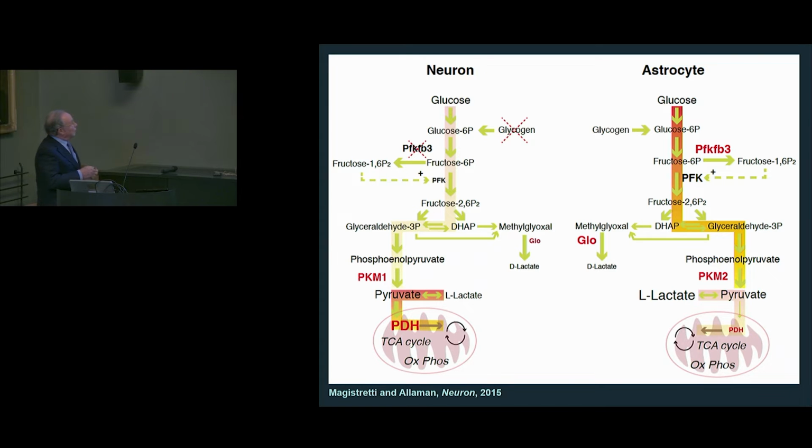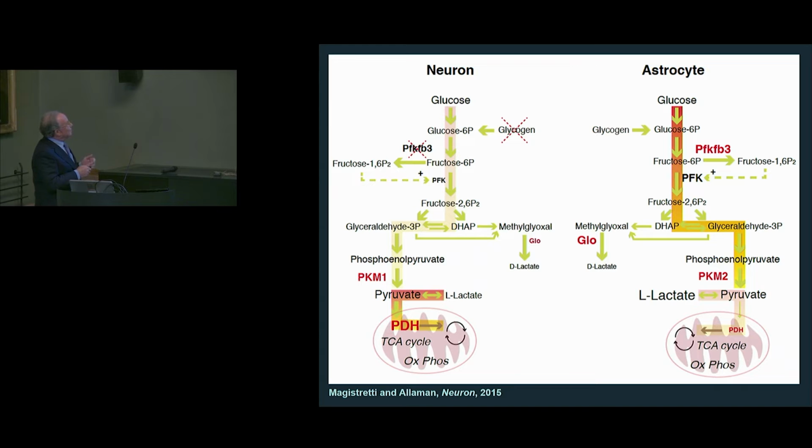Now, studies that came later show that indeed, if you look at the genes expressed in astrocytes and neurons, they really, and it's not surprising, are exactly subserving this glycolytic activity in astrocytes and oxidative activity in neurons. Essentially, astrocytes express this enzyme, phosphofructokinase fructose bisphosphatase 3. You have to be a biochemist to be able to pronounce it.